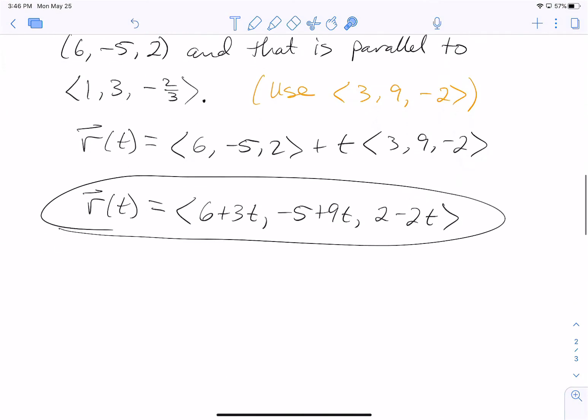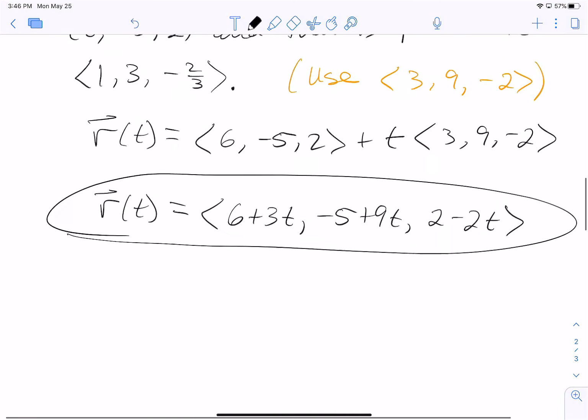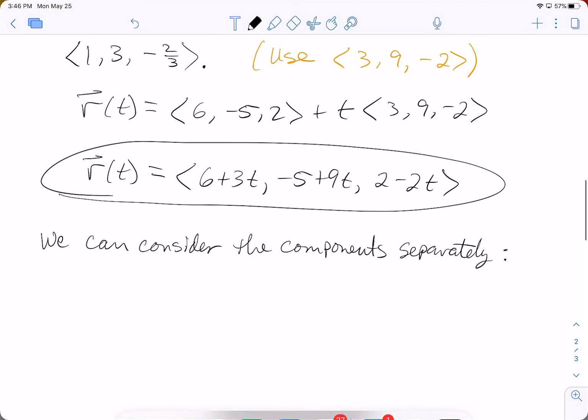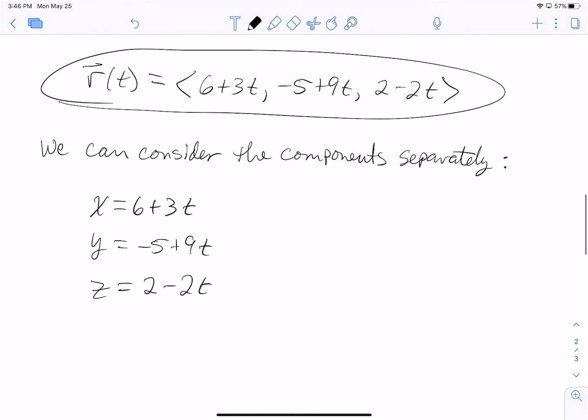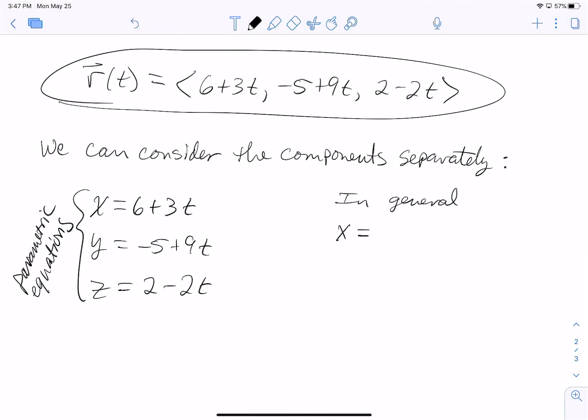Now back to our answer here, we can actually consider the components of this vector separately. That is, we could say that x is equal to 6 + 3t, y is equal to -5 + 9t, and z is equal to 2 - 2t, where x, y, and z are points in space that are on the line. These are called parametric equations. And in general, parametric equations look like x = x₀ + at, y = y₀ + bt, z = z₀ + ct.